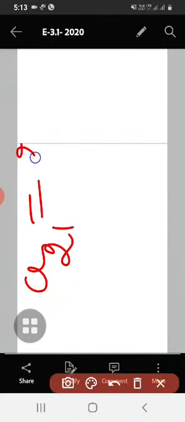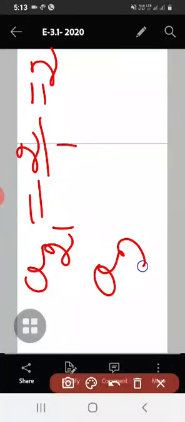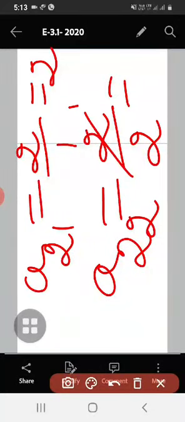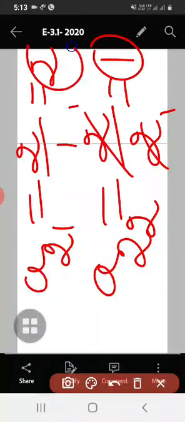A2 1 means i is 2 and j is 1, so 2 by 1 that is 2. Then A2 2: i is 2 and j is also 2, so if we cancel it I will get 1. So I got 4 elements. Now substitute the 4 elements.